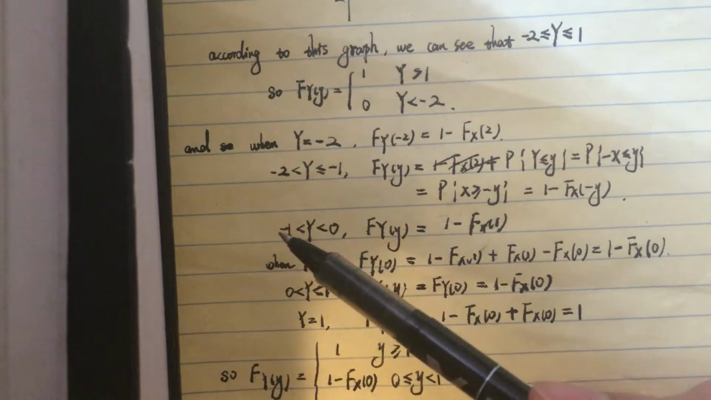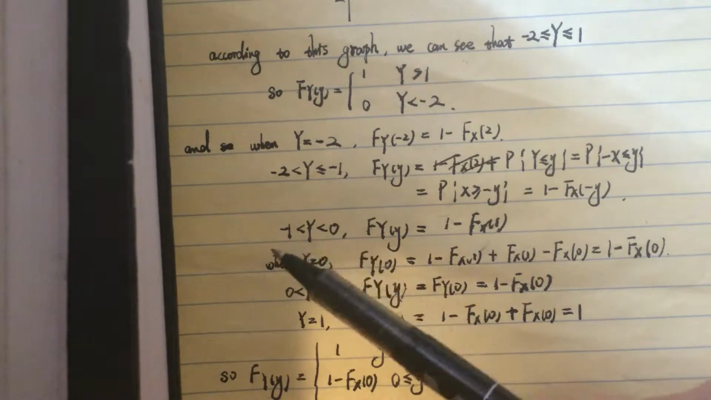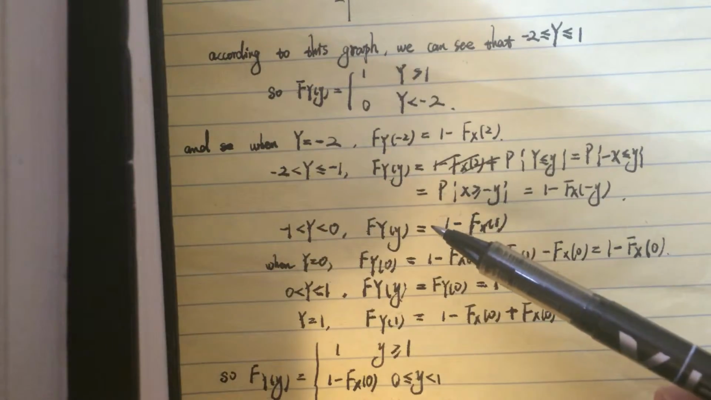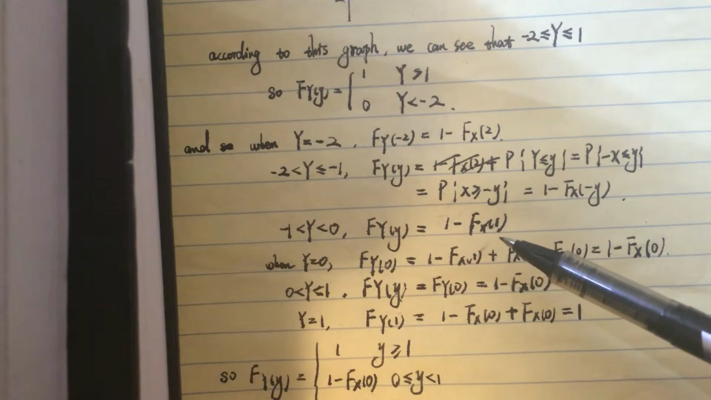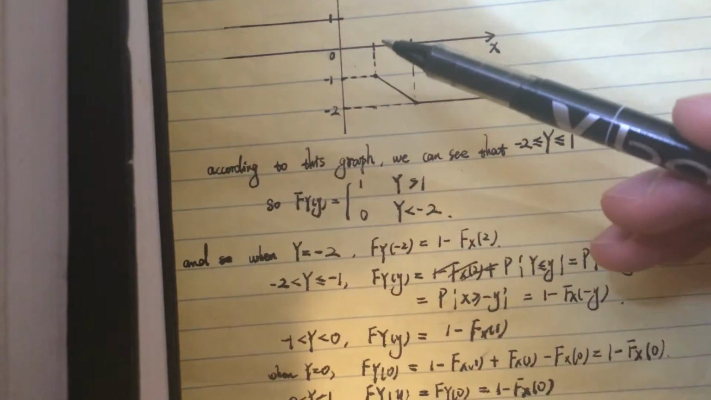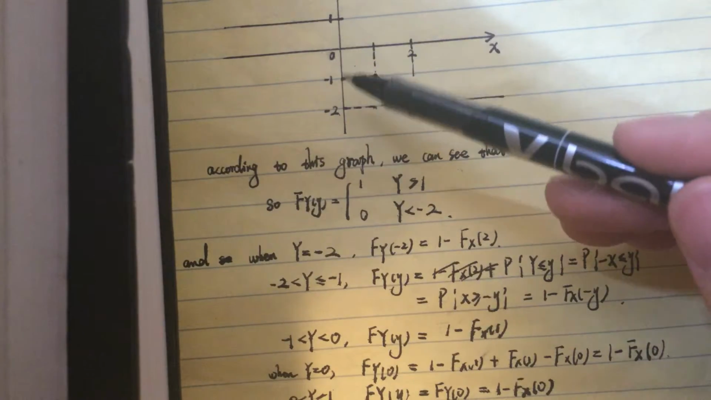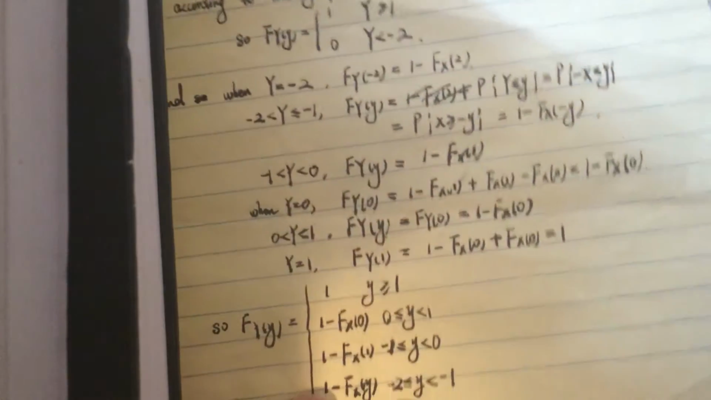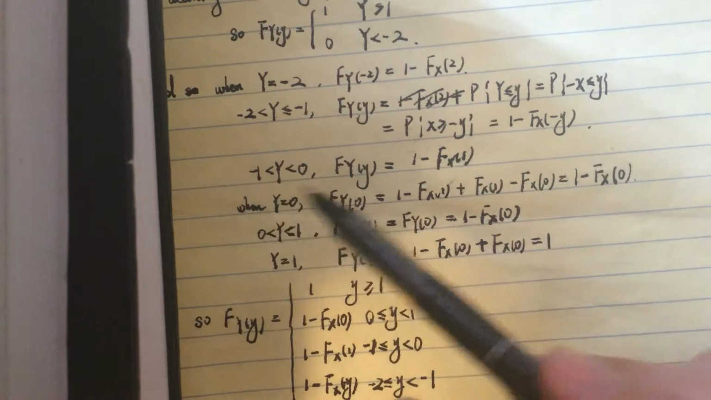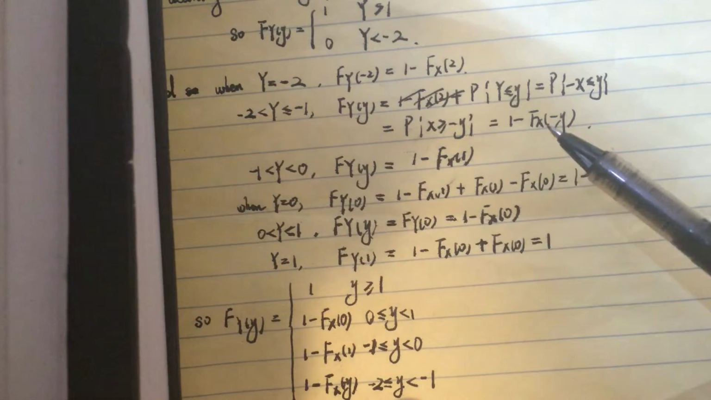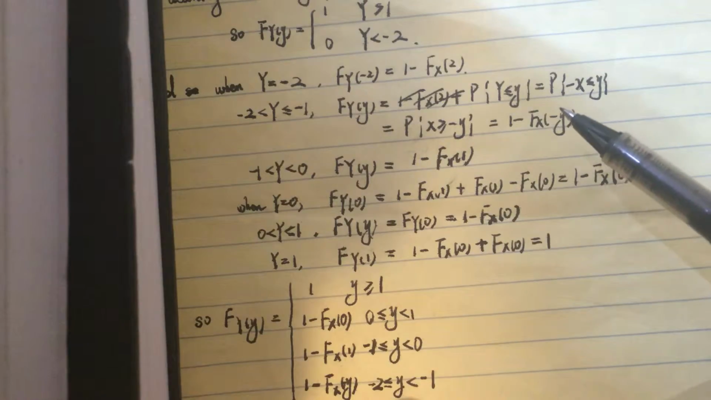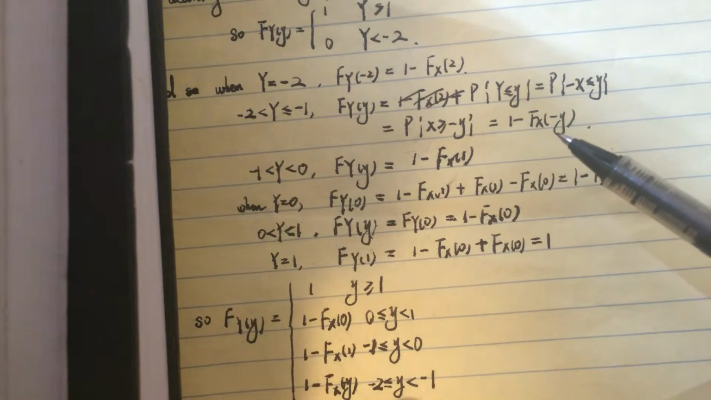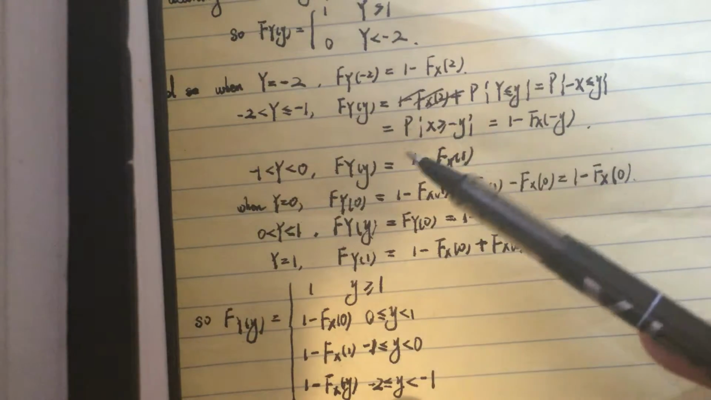And when y is larger than minus 1 and smaller than 0, f_Y(y) will equal 1 minus f_X(1). Since when y is in this region, there's no x that corresponds to it, in this region it will just equal 1 minus f_X(1), when minus 1 is substituted into y, we can get this.